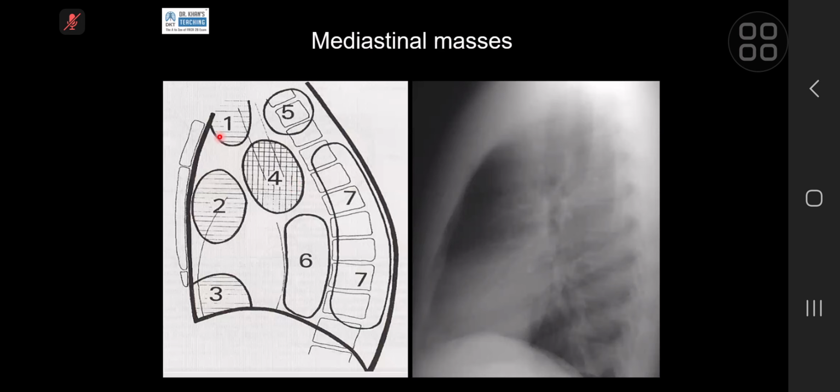Just remember it, and the same concept is given in Chapman, which I'll show you. This is the anterior mediastinum, the middle and the posterior mediastinum. Just remember it as area 1, 2, 3, 4, 5, 6. Our case was in area 6 and then 7.